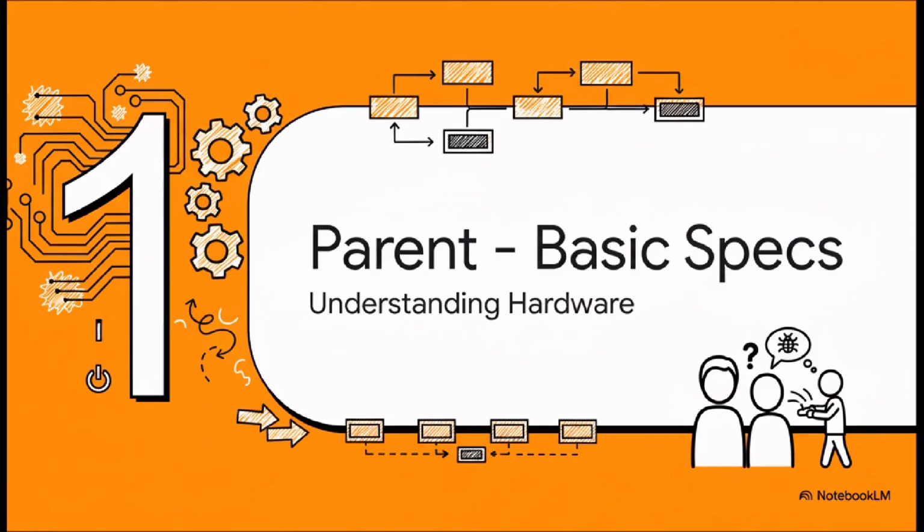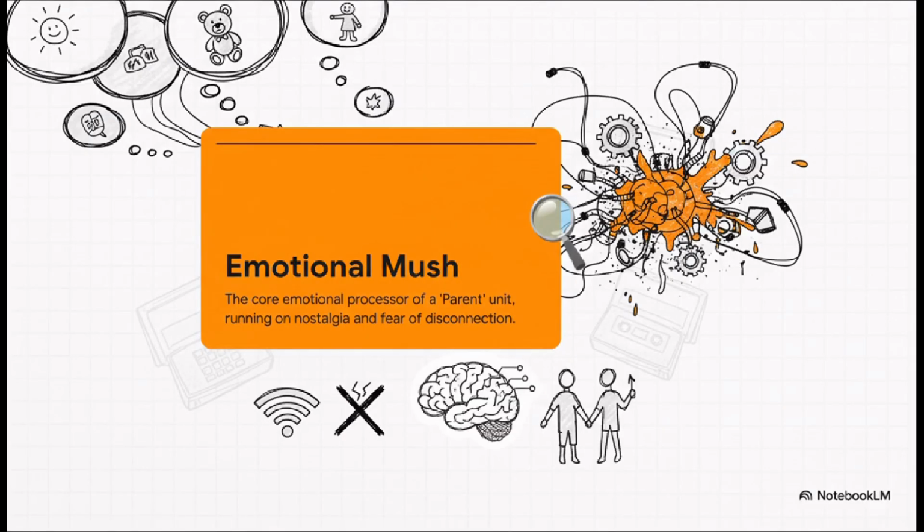Okay, so to get a handle on all this, we have to start by understanding the primary hardware. Welcome to Section 1, Basic Specifications. Before you can operate any system, you've got to understand its core programming. So let's dig into the core processor. Now, on the outside, parents look like fully functional, logical adults. But internally, their emotional processor is, well, it's basically mush. They run on these things called nostalgia protocols, constantly pulling up old files of when you were tiny and thought they were cooler than Wi-Fi. This is a really critical vulnerability you need to be aware of.